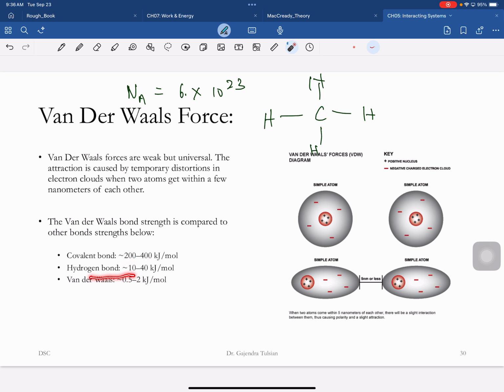So the covalent bond strength is that much. A hydrogen bond strength is about 1/10 of that. And the van der Waals force bond strength is about 100th of that, or 1/10 of that again. So this is a weak force. But this is important in many situations.